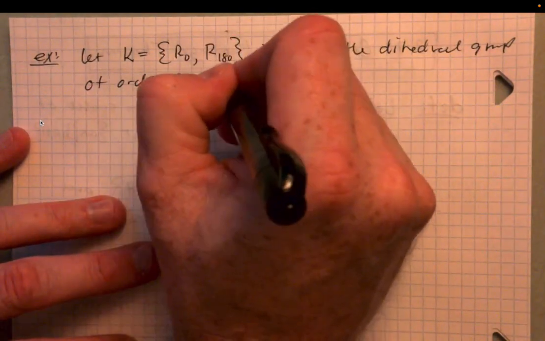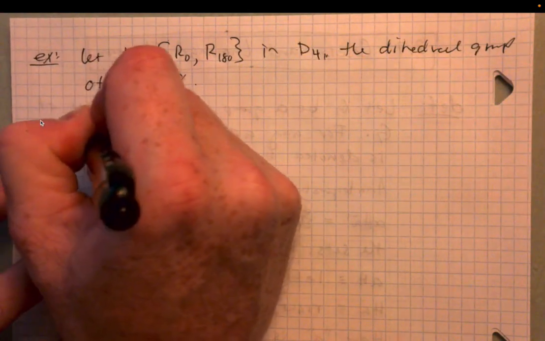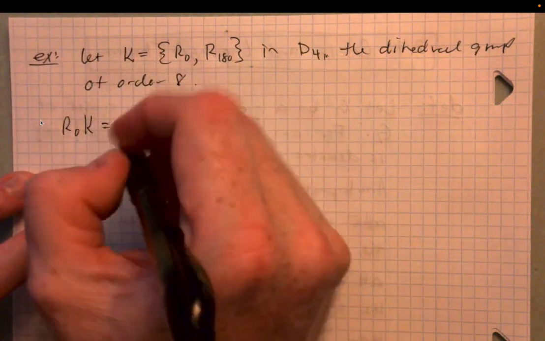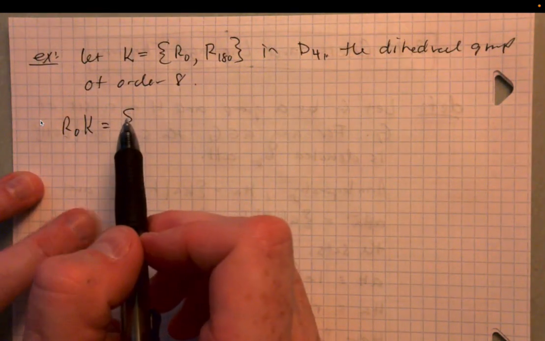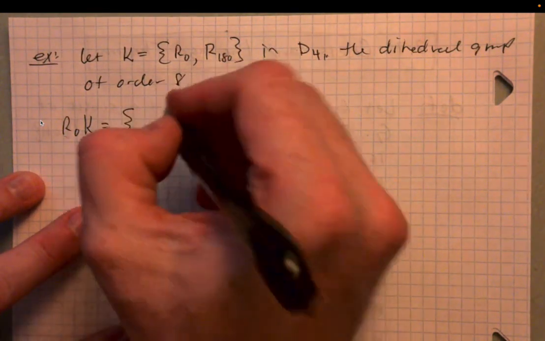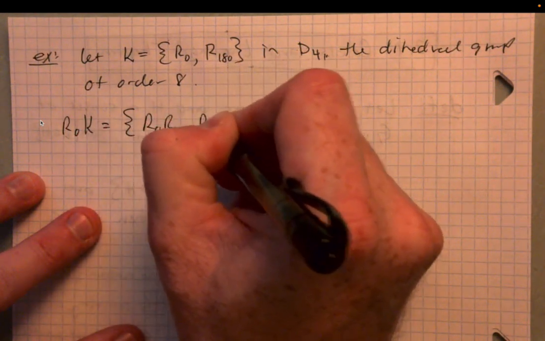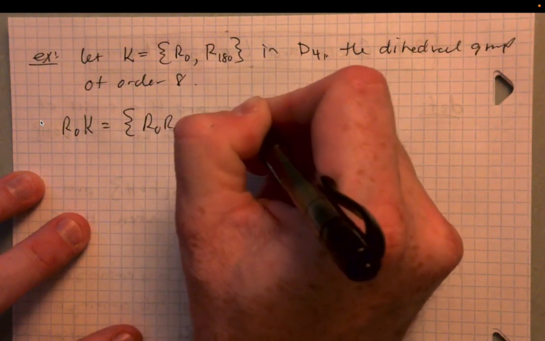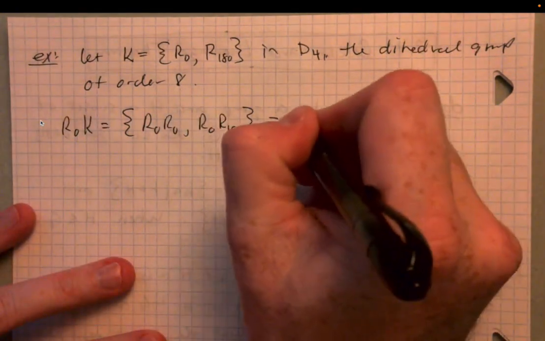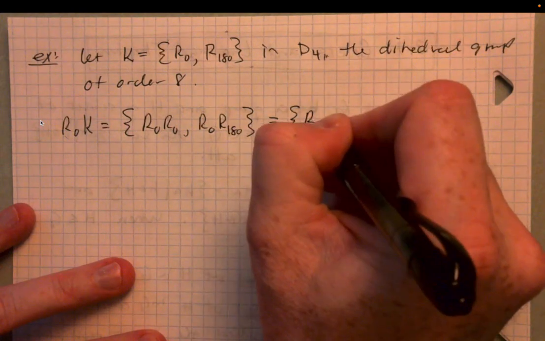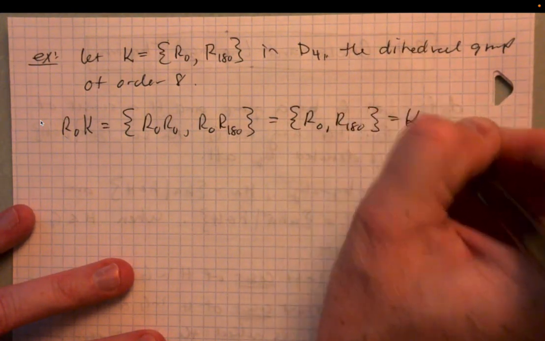Okay. So let's start with R0 of K. Well, that's going to be R0 times R0, and then it's going to be R0 times R180. I'm saying times, I know this is actually composition of functions. But you can see that this is basically going to just give us right back K. So nothing interesting happens here.